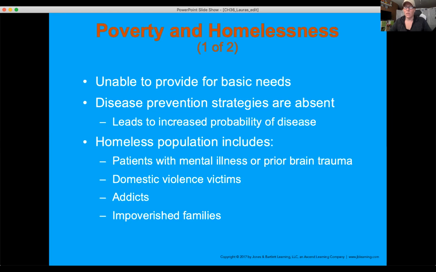We do see in the homeless population, which is unfortunate, first of all, a large population of homeless people are also veterans. So knowing what kind of resources might be available is really important. But we also see a large population of homeless people who have substance abuse issues or mental health issues.